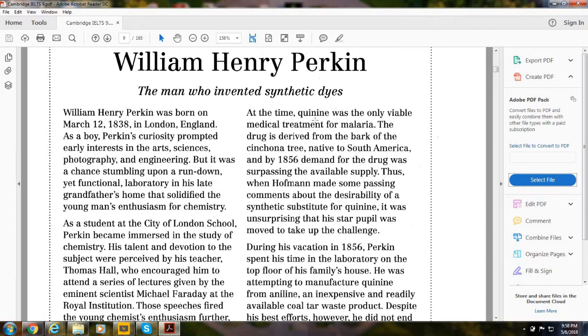At the time, quinine was the only viable medical treatment for malaria. The drug is derived from the bark of the cinchona tree. The drug, quinine, is derived from a tree native to South America. Now, native to South America is all about what? Growing. Basically, this is what they're trying to say. This is what they're trying to convince you of in synonym terms, in the paraphrasing. Native to South America means that it only grows in South America. The tree is there, the quinine is there as a drug, and it is native to South America, so growing only in South America is given. So it would definitely be true.